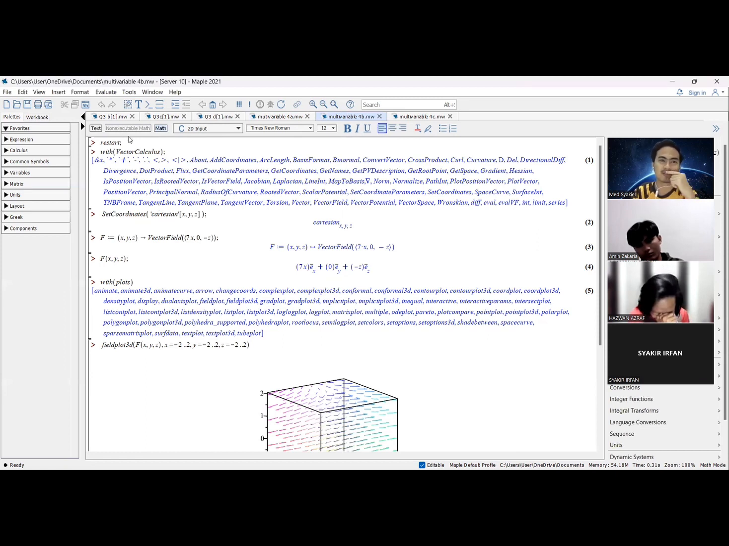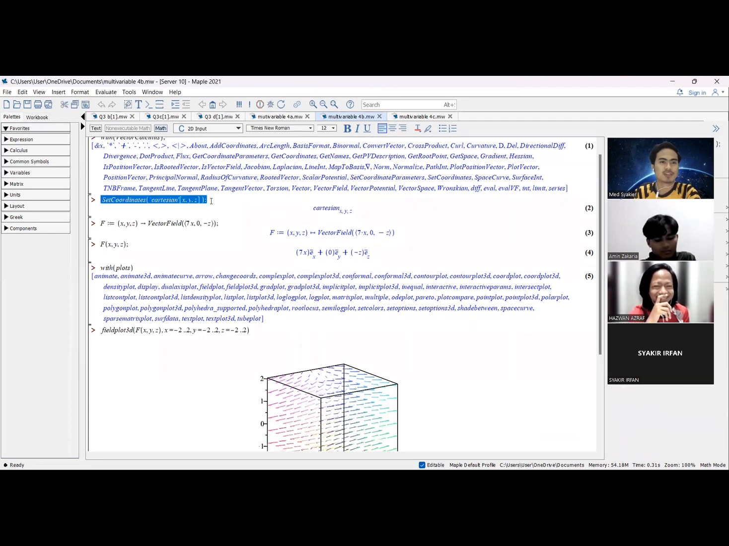Firstly, we have to type restart and then click enter, and then we type with (vector calculus) and then enter like usual. Then we have to set the coordinates, Cartesian (x, y, z). Then we get like this, and then f equal to (x, y, z) vector field (7x, 0, negative z), and then we get like this.